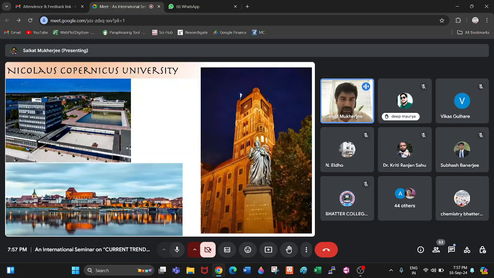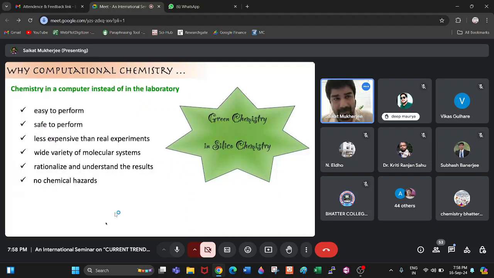So, with this introduction, I would like to begin my talk. I am a computational chemist, as introduced by Dr. Sardar. In contrast to the previous speakers, Professor Hajra and Professor Banerjee, I'll bring a different perspective to this symposium. I do chemistry in a computer instead of a laboratory. So first, let me establish a connection between so-called green chemistry and computational chemistry.